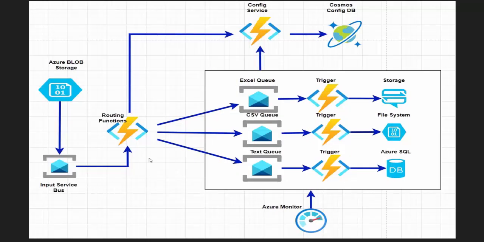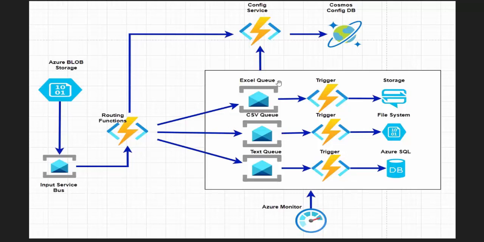This was the proposed architecture based on Azure Functions for replacing the existing legacy SSIS packages and stored procedures. With this new architecture, you see the input file system was replaced with Azure Blob Storage. The file will come into this blob storage and a message will be generated and inserted into the Service Bus, which in turn will trigger a function, the routing function, that will decide on which queue to send the message.